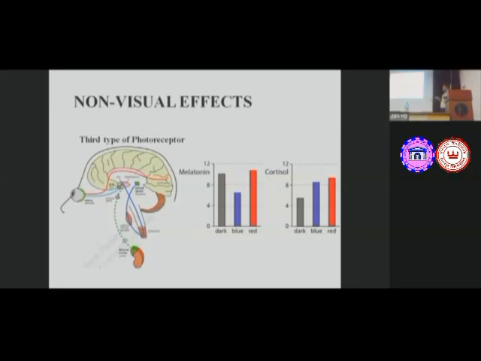We have also seen from different literature the effect of blue light on melatonin. Under red light, melatonin increases; under blue light it decreases. Similarly for cortisol, under red light the cortisol level increases, and under blue light it also increases.